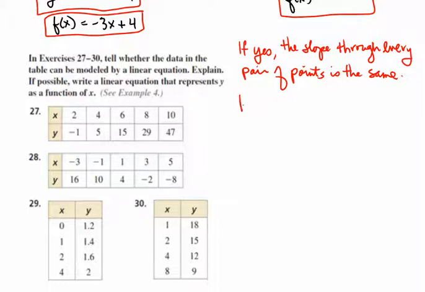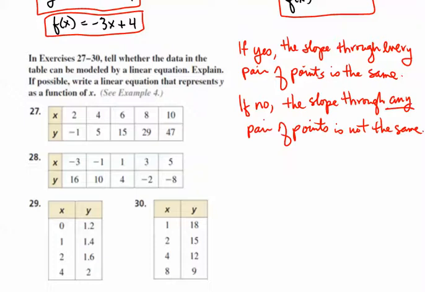In the case where it's no, that means the slope through any pair of points is not the same. So in the first one, in order to have the data be modeled by a linear equation, the slope through every conceivable pair of points has to yield the same slope. But all we need to show that it is not modeled by a linear equation is to find any pair of points for which the slopes are not the same.